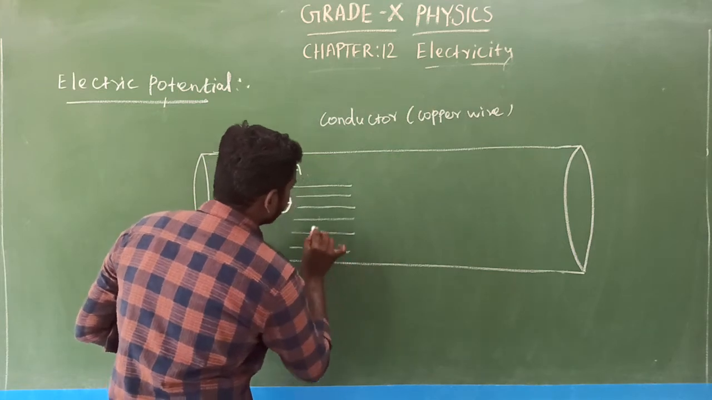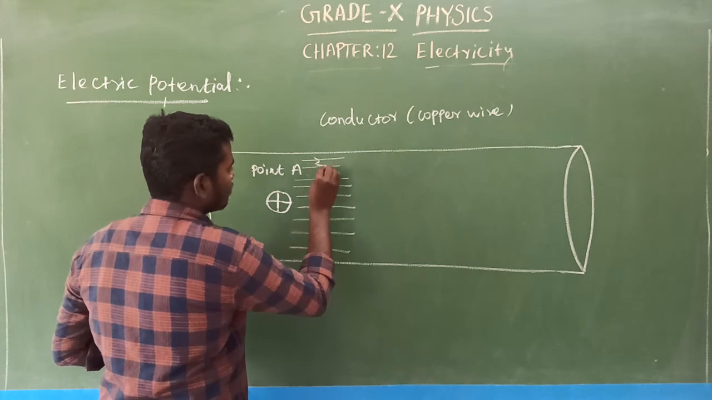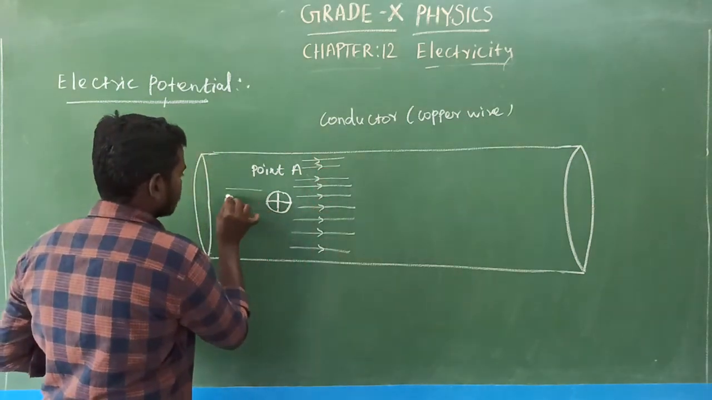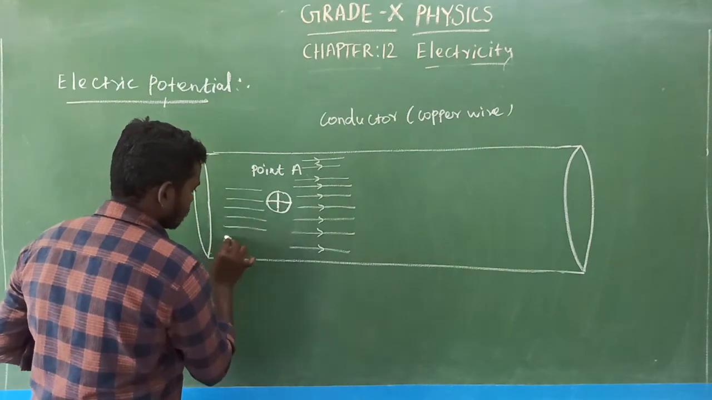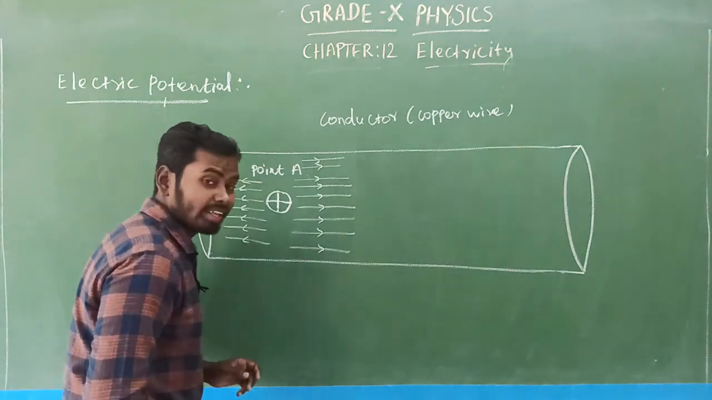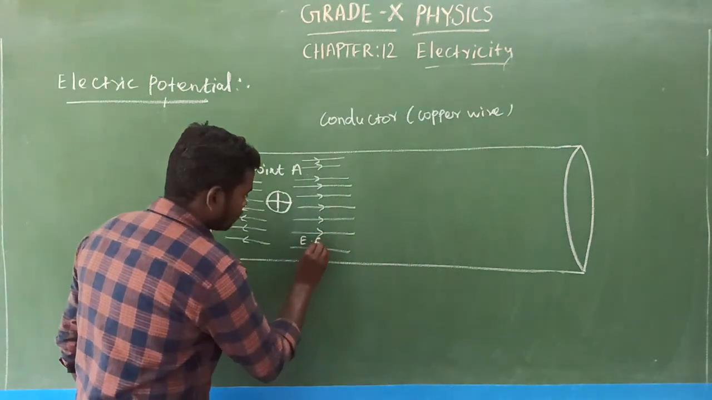It creates an electric field around it. What is this? These are electric field lines. It creates an electric field in all directions, not in only one direction, all the directions. What is this? This is the electric field.